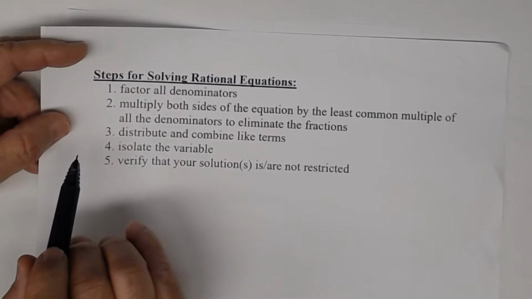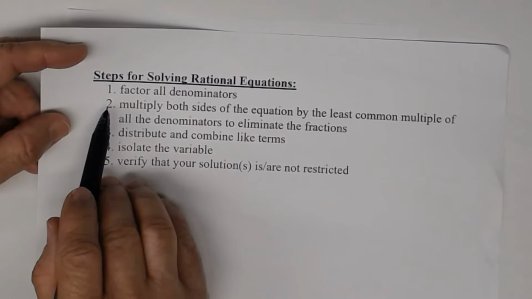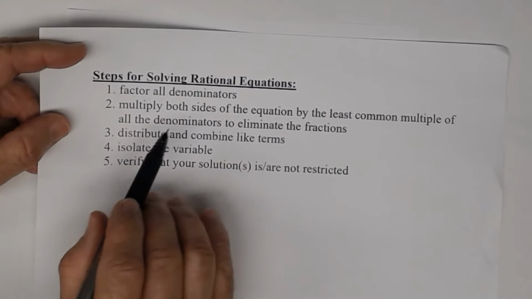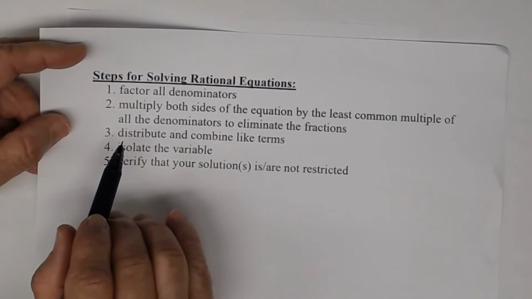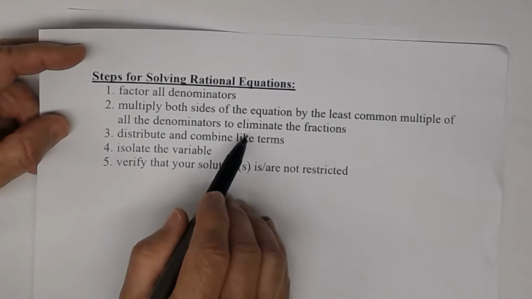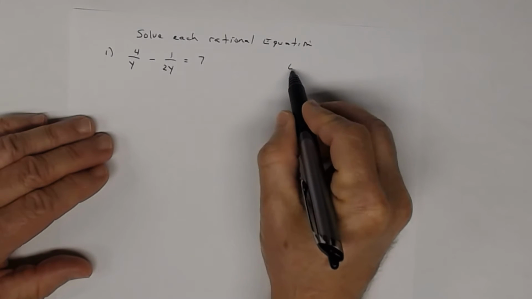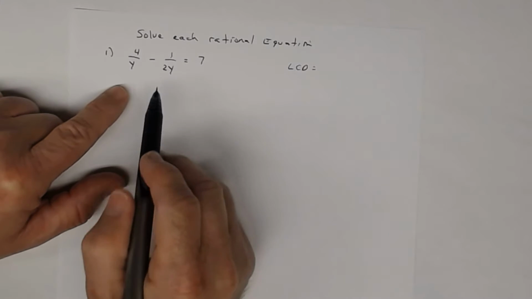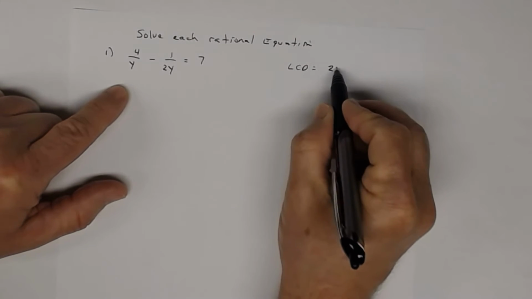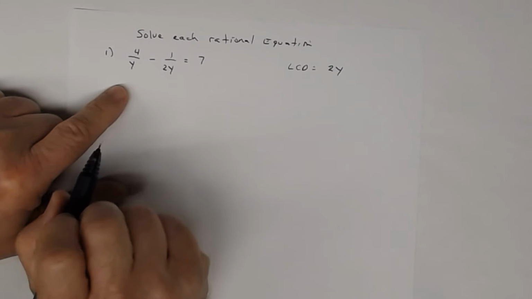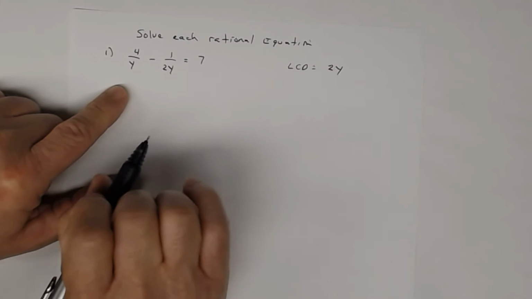They're monomial factors. So in number two, the next thing I want to do is multiply both sides of the equation by the least common multiple of all the denominators, and the purpose of that is to eliminate the fractions. So let's go ahead and find the least common denominator. The least common denominator of y and 2y is 2y. Now I should have said y, 2y, and 1. Remember, the denominator here is 1. So that's the least common denominator.